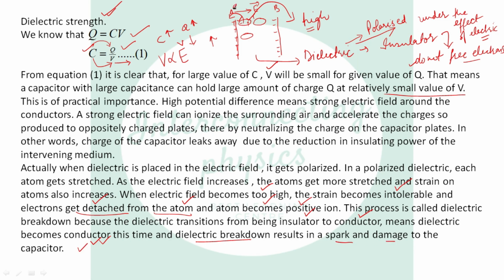Now these electrons which are removed from the atom will neutralize the positive charge on plate A. So leakage of the capacitor will start. Leakage of the capacitor means the charge on the capacitor will decrease, and this happens in the form of a spark and damage to the capacitor.